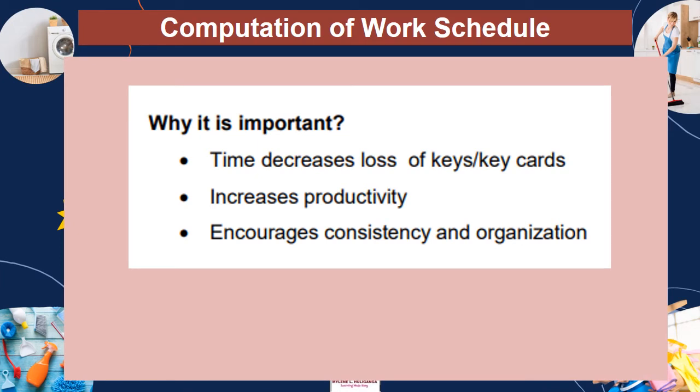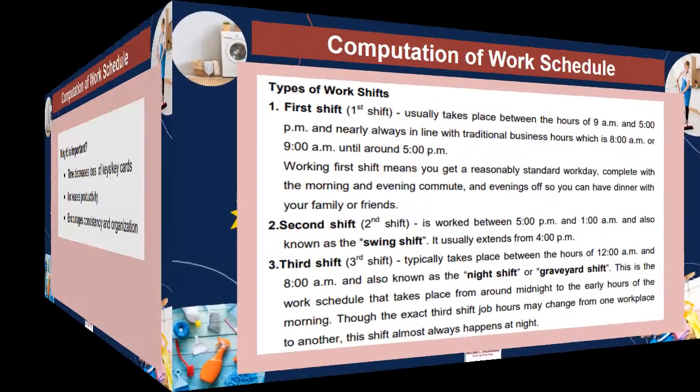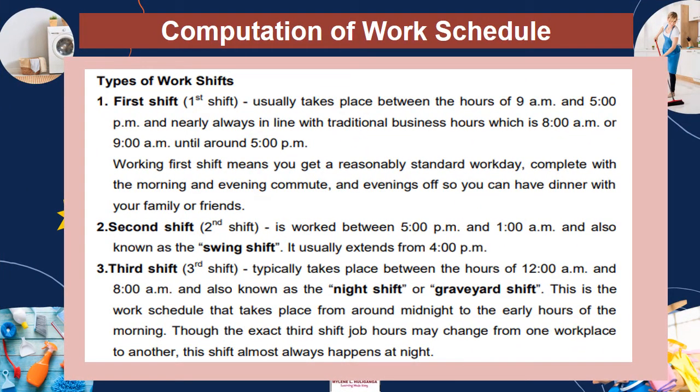Why is it important? It decreases loss of keys or key cards, increases productivity, and encourages consistency and organization. Types of work shifts. First shift usually takes place between the hours of 9 a.m. and 5 p.m. and nearly always in line with traditional business hours, which is 8 a.m. or 9 a.m. until 5 p.m. Working first shifts means you get a reasonably standard workday, complete with the morning and evening commute and evenings off, so you can have dinner with your family or friends.